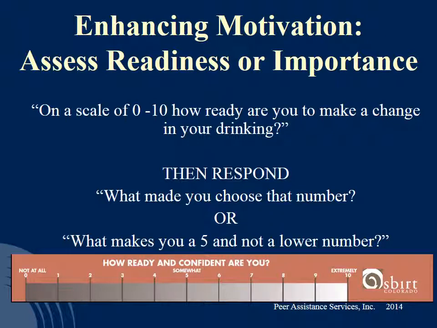Another technique for enhancing motivation is to assess a person's readiness or the importance of making a change, using a 0 to 10 ruler. It would sound like this. On a scale from 0 to 10, how ready are you right now to make a change in your level of drinking? Or how important is it to you right now to cut back on how much alcohol you drink? Let the person pick a number and then respond by asking them, what made you choose that number? Or what made you choose the number you did and not a lower number? By asking and responding in this way, you give the person the opportunity to talk about any reasons that change might be a good idea.